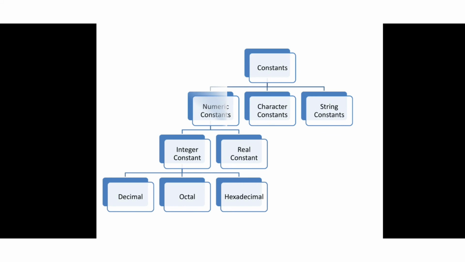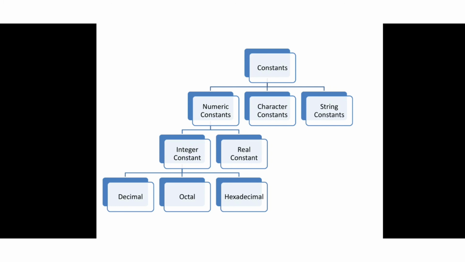The next is constants. A constant is a value that cannot be changed during the execution of the program. Like 22/7, the value of pi cannot be changed in maths because it's a constant. In the same way, in C programming, the value of a constant cannot be changed. Constant is further divided into 3 categories: numeric constant, character constant, and string constant. Numeric constant is further divided into integer constant and real constant. And integer constant is further divided into decimal, octal, and hexadecimal constant.